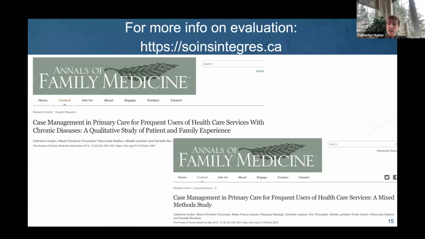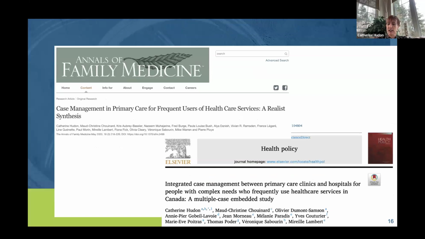The aim today is not to present the results of the evaluation. For more information on the various studies, please visit our website where they are detailed individually and where you can find links to all the published articles. Here are a few examples of published articles.